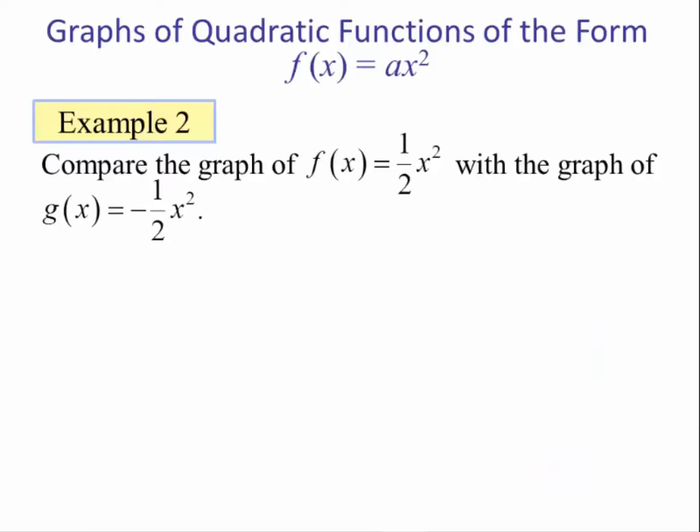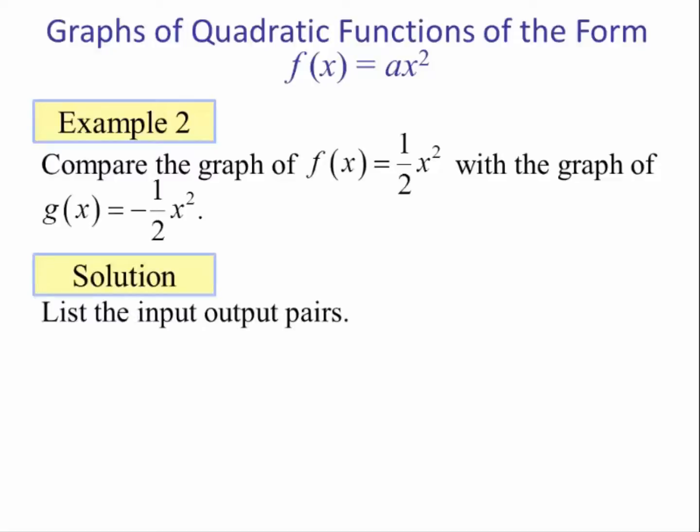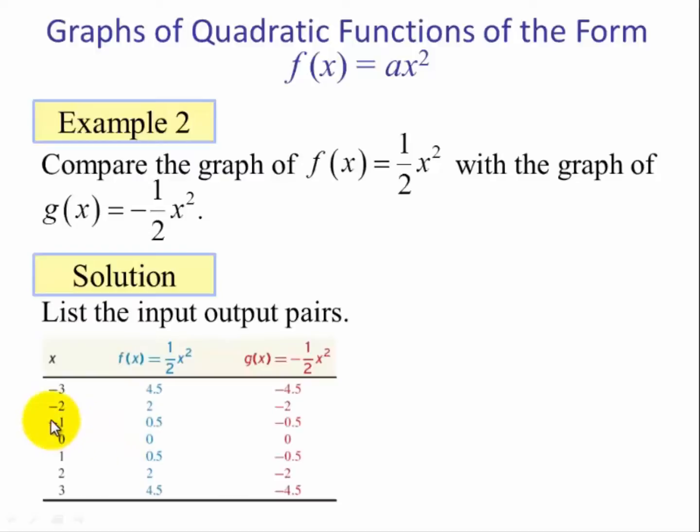Let's do another example. Example 2. Compare the graph of f of x equals 1/2 x squared with the graph of g of x equals negative 1/2 x squared. Solution: again, if we constructed a table of values, pick some negative x's, some positive x's, and 0. Here we have the outputs for f of x. Here we have the outputs for g of x.